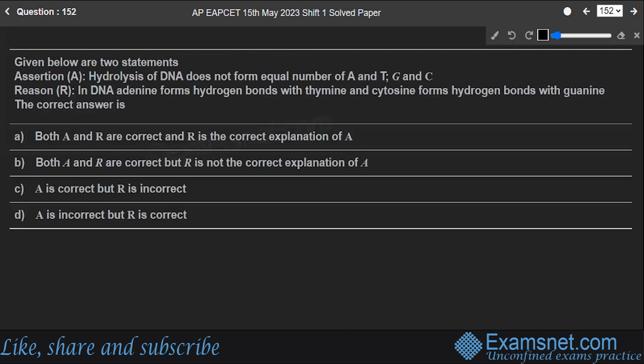Next is question number 152. Given below are the two statements. Assertion A: hydrolysis of DNA does not form equal number of A and T, G and C. Reason: in DNA, adenine forms hydrogen bonds with thymine and cytosine forms hydrogen bonds with guanine. The correct answer is which of the following? See, the hydrolysis of DNA does form equal number of A and T and G and C. So the assertion is incorrect. And the reason says in DNA, adenine forms hydrogen bonds with thymine and cytosine forms hydrogen bonds with guanine. This is correct. The reason is correct, but the assertion is wrong. That makes option D the right answer.